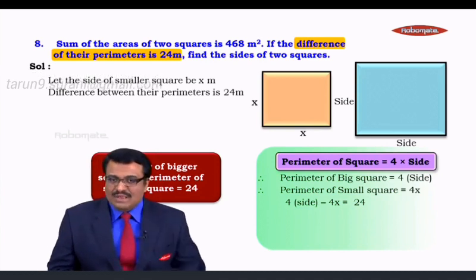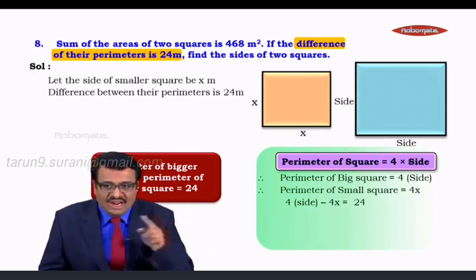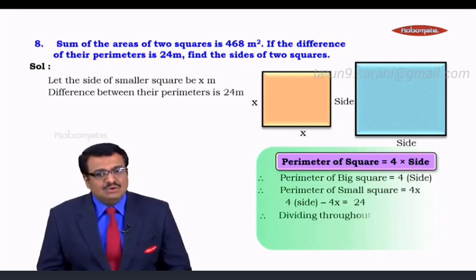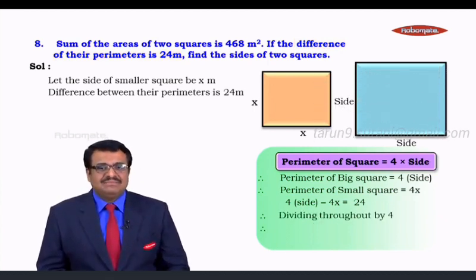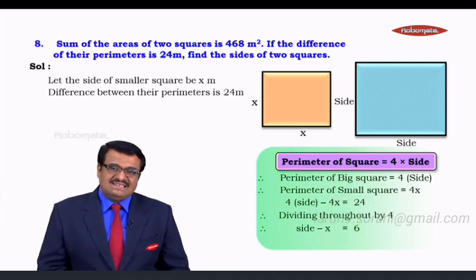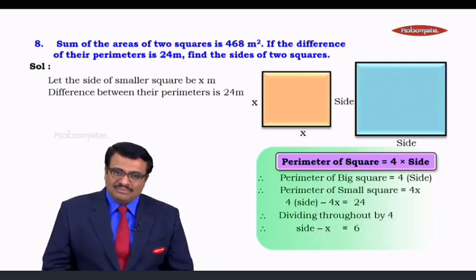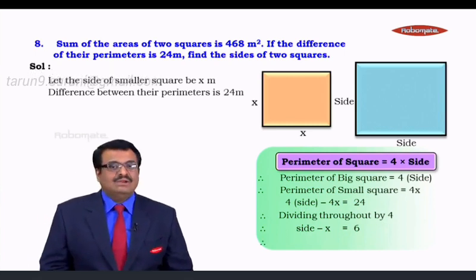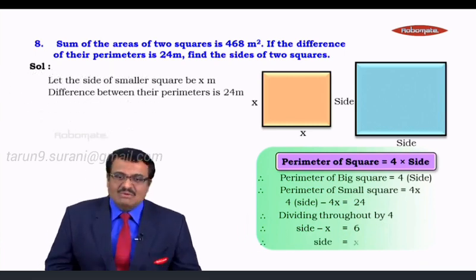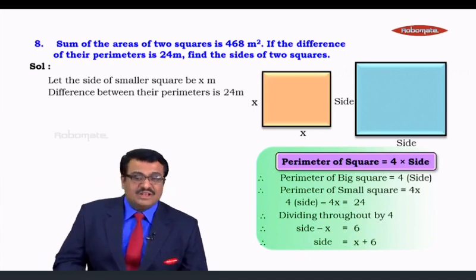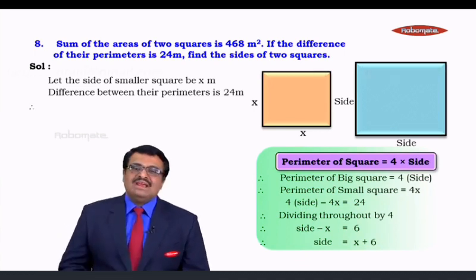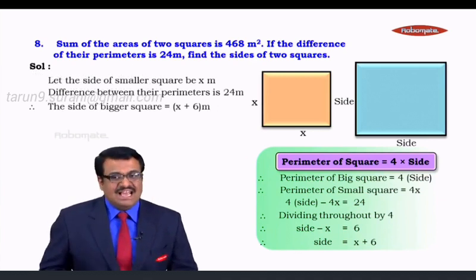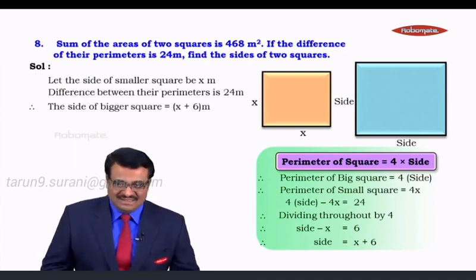Now, can you see this equation? 4, 4, 24, all are divisible by 4. So, let us divide throughout by 4. What we get is side minus x is equal to 24 upon 4, that will be 6. Side minus x is equal to 6. From this we can calculate the side. Side will be x plus 6. Yes or no? So, the side of the bigger square is x plus 6 meters, right?